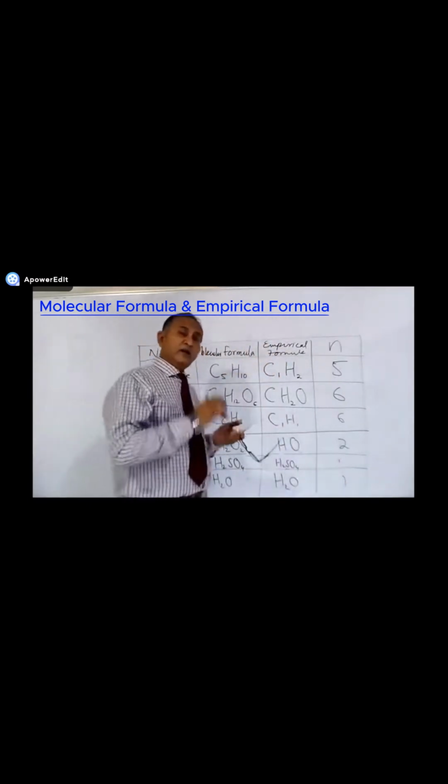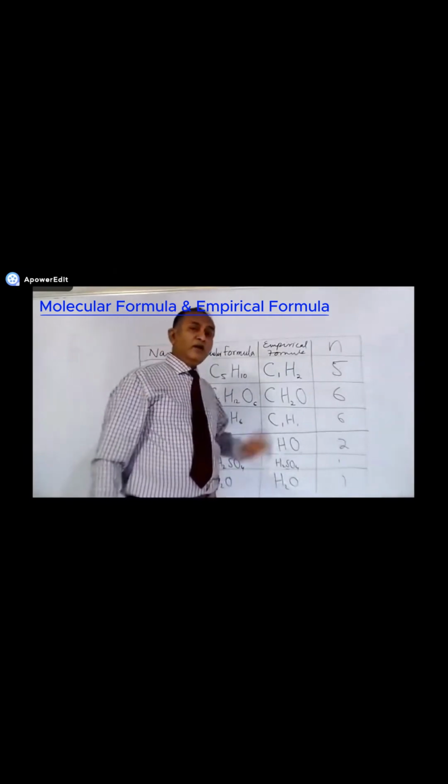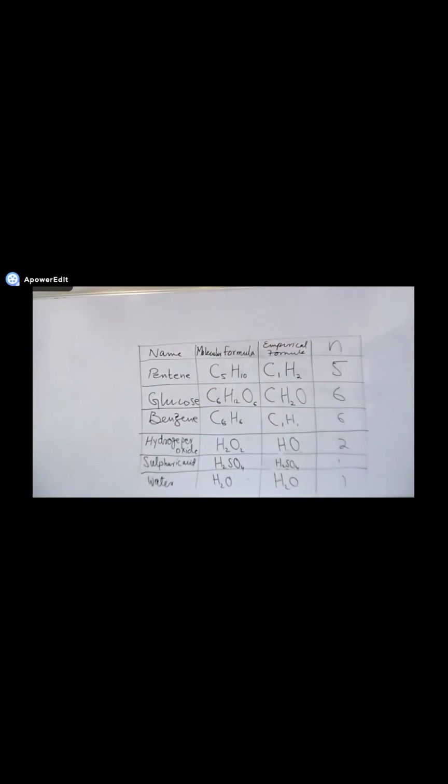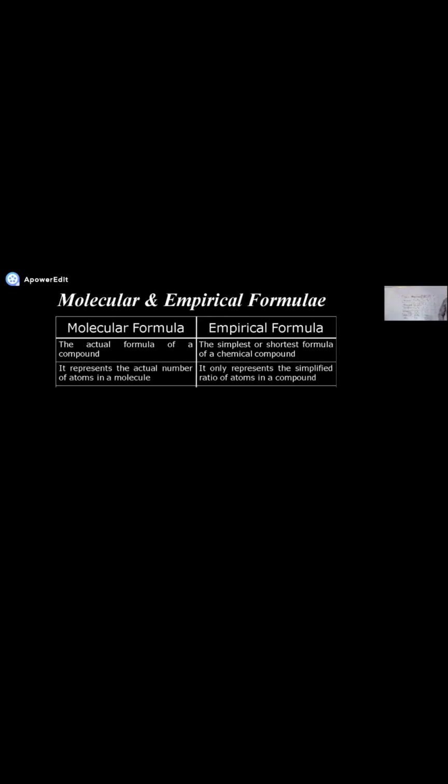All right. Now here are a few points. See the screen. So the difference in these two: the actual formula of a compound is called molecular formula, and the simplest formula of a compound is called empirical formula. The molecular formula represents the actual number of atoms. The empirical formula doesn't represent the actual number of atoms, but the simplified ratio.